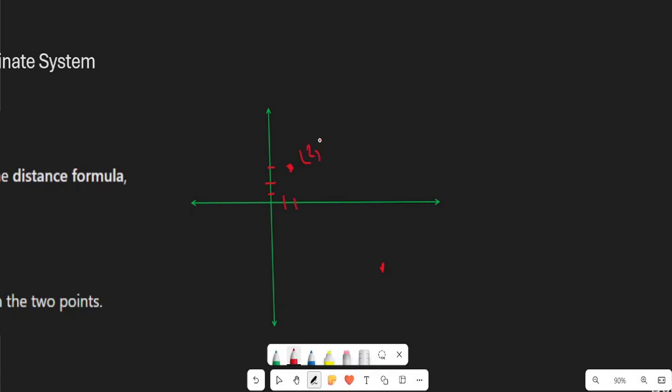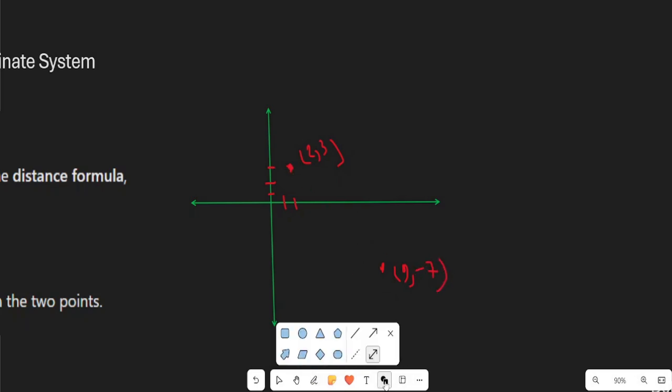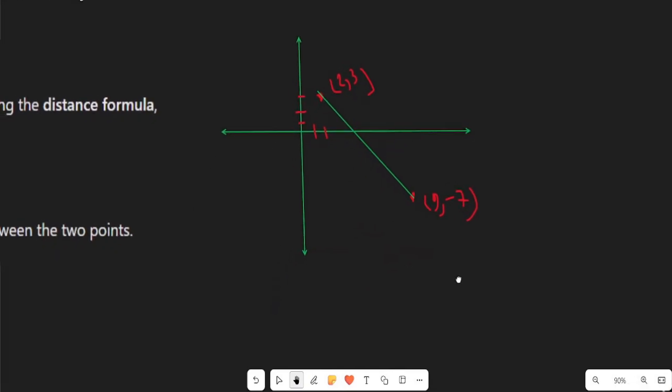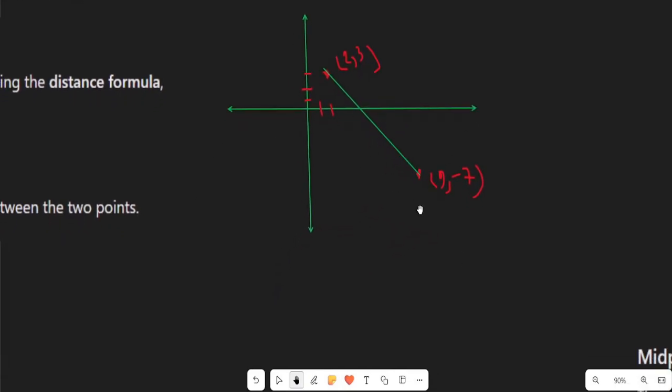and this point is, let's say, 9 comma minus 7. Now we will identify the distance between these 2 points, or the length of this line. Now, using the formula, we will calculate the distance of these 2 points. Let's write the formula.